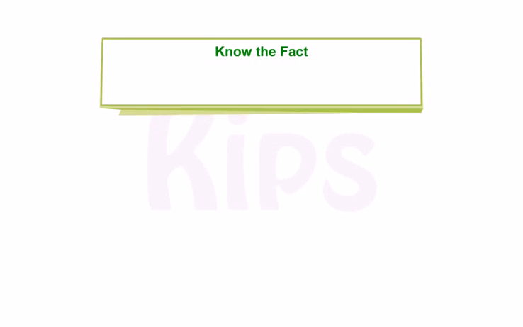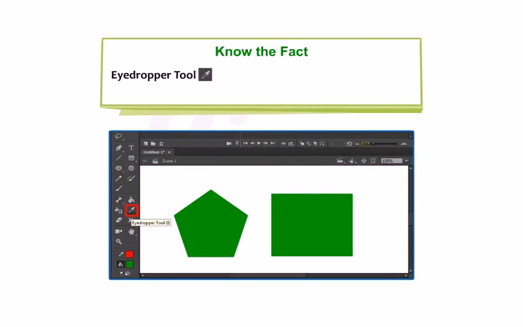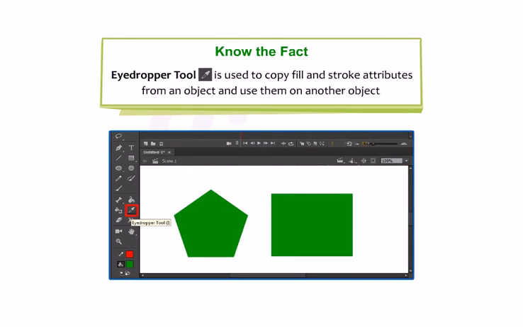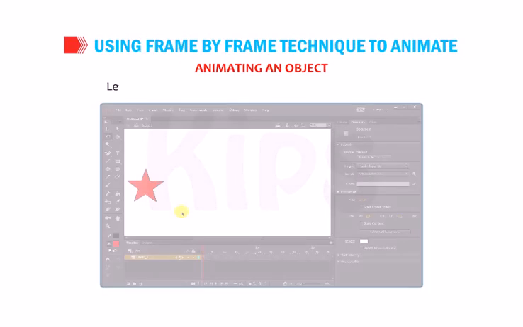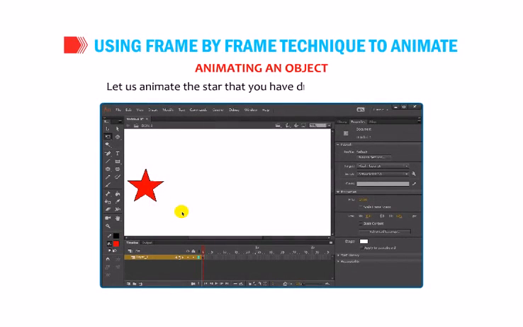Let me now share a fact with you. Eyedropper tool is used to copy fill and stroke attributes from an object and use them on another object. Animating an object. Let us animate the star that you have drawn across the stage.